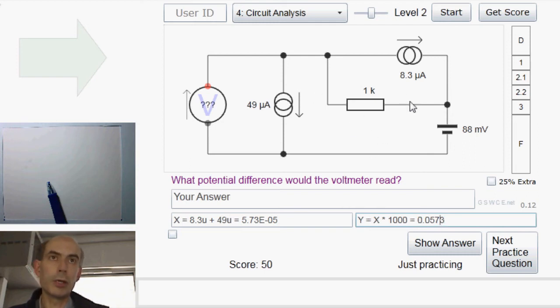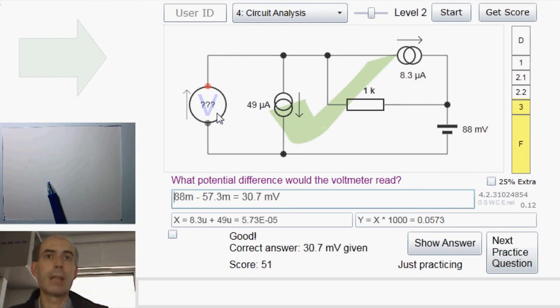Now the current is flowing in this direction into that node, and the current through a resistor flows from the higher potential to the lower potential, so this point here must be 57.3 millivolts above this point here, which means the total voltage difference between here, the bottom, and here, the top, must be 88 millivolts minus 57.3 millivolts. But that's the voltage across the voltmeter, so that's what it would read. Great. Just do one more.